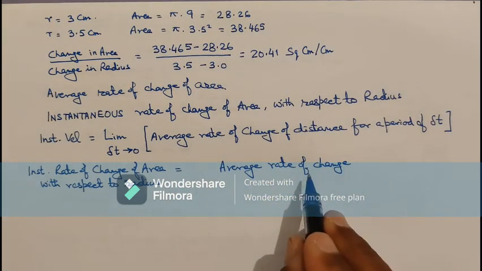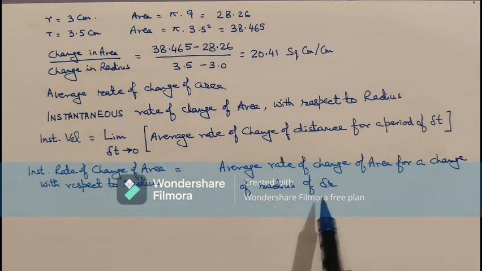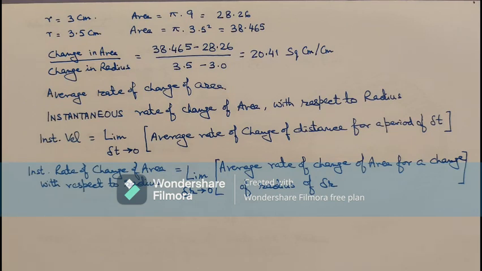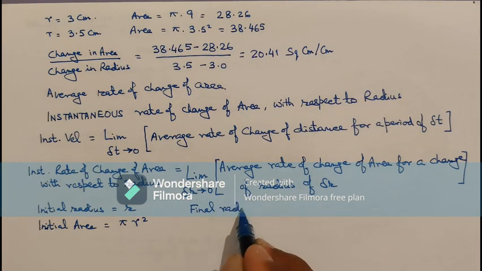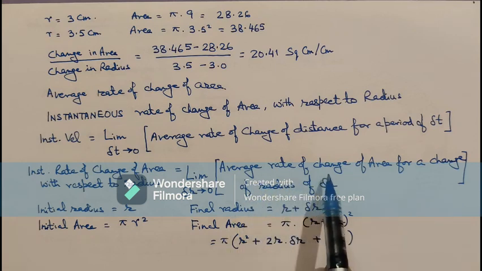Take the average rate of change of area for a change of radius of delta r, and then take the limit of that as delta r tends to 0. Let us attempt to calculate it like we did for instantaneous velocity in the earlier lesson. Initial radius is equal to r, initial area is pi r square. Final radius is equal to r plus delta r. So radius changes from r to r plus delta r, and we will calculate the average rate of change of area for a change of radius of delta r amount.